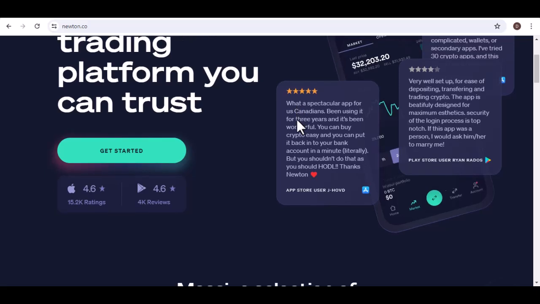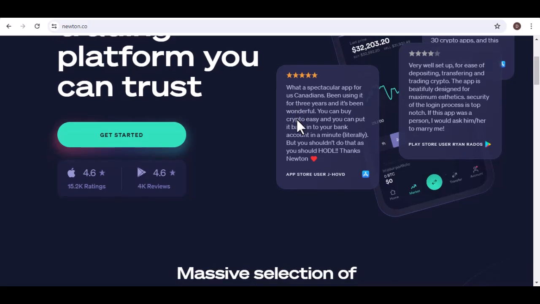That's where Newton comes in. Newton is a user-friendly crypto trading app designed with simplicity in mind. It's perfect for beginners and experienced traders alike, offering a seamless experience from buying to selling.